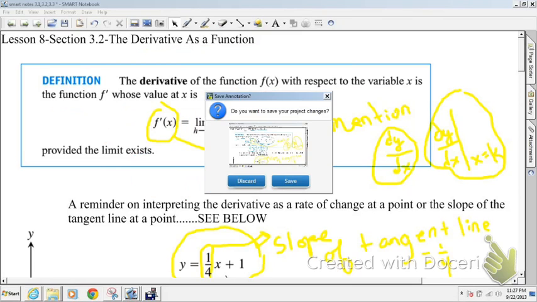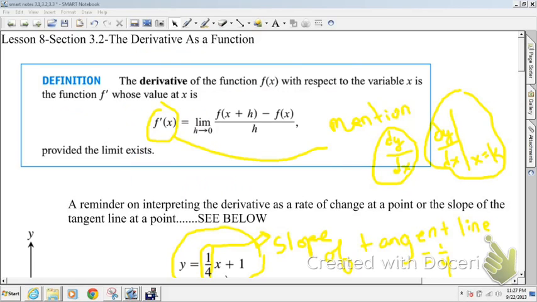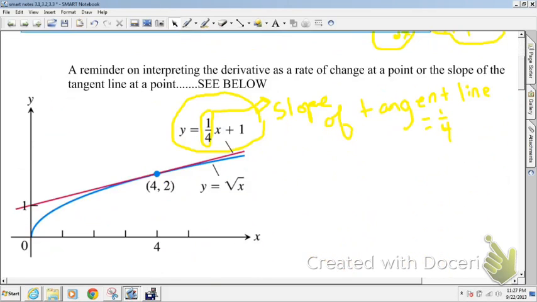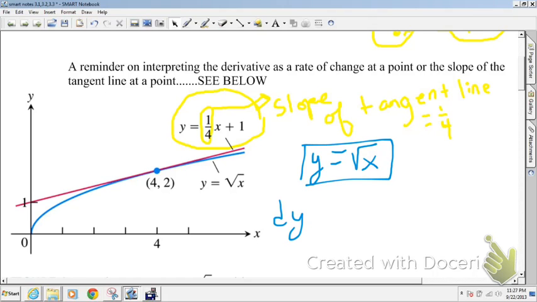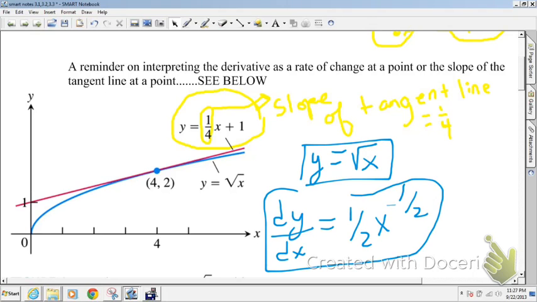A reminder on interpreting the derivative as a rate of change at a point or the slope of the tangent line, see below. I guess I could run through this one with you. Notice you have a function y equals the square root of x. Now I'm not going to go through all the mechanics of it, but what we're going to find is that dy dx, or the derivative, ends up being 1/2 x to the negative 1/2. Now I'll let you go through the definition of the derivative to show that.